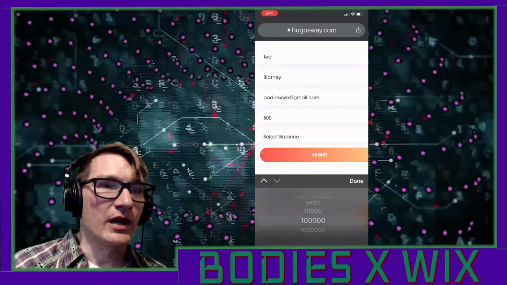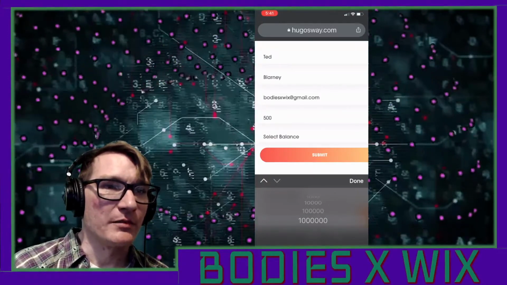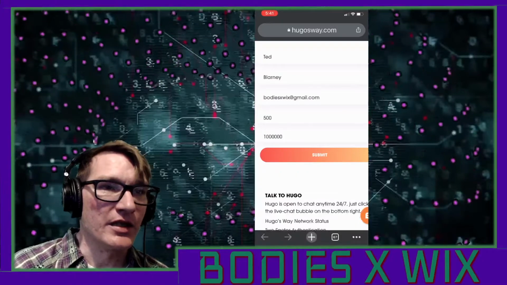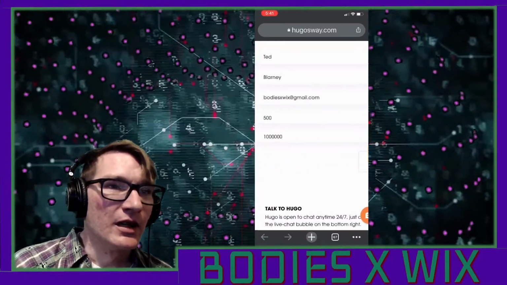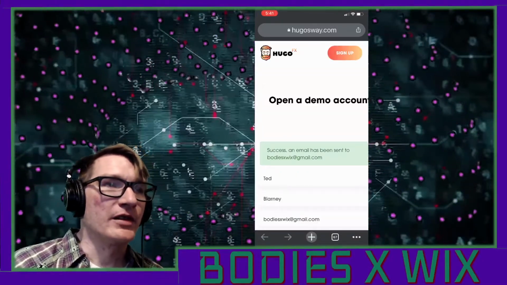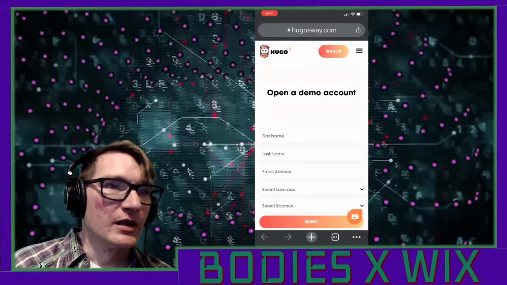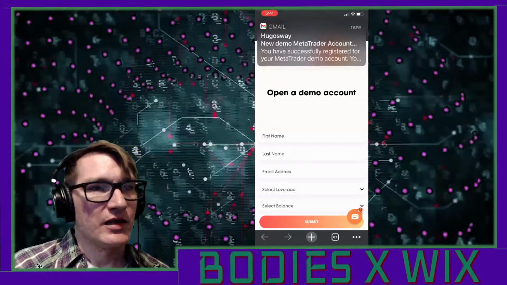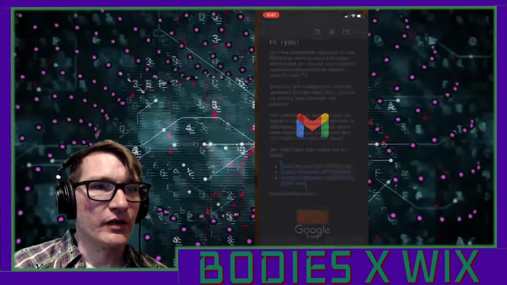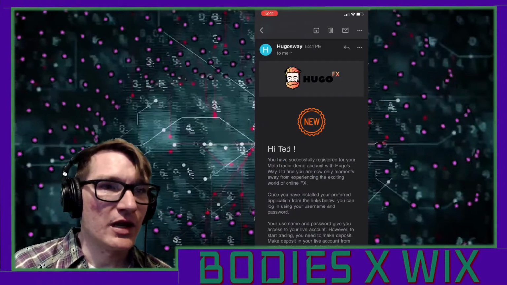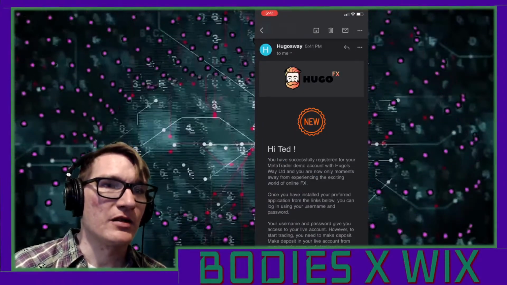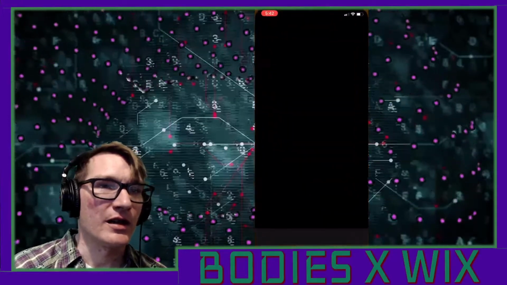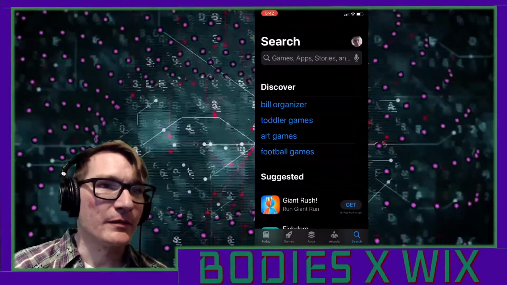Then as a demo account, you can pick what size of money you want. You can pick $1 million if you want, like I just did. Go ahead and log in. It's going to send you an email, like I just got the email notification. Go to the email notification. It gives you your login information, so I cut it off so you can't see it.